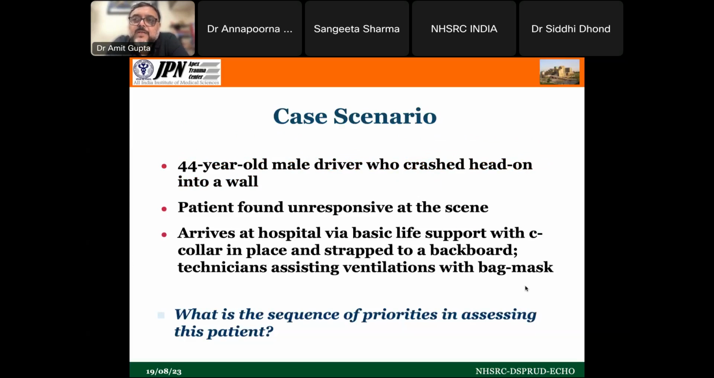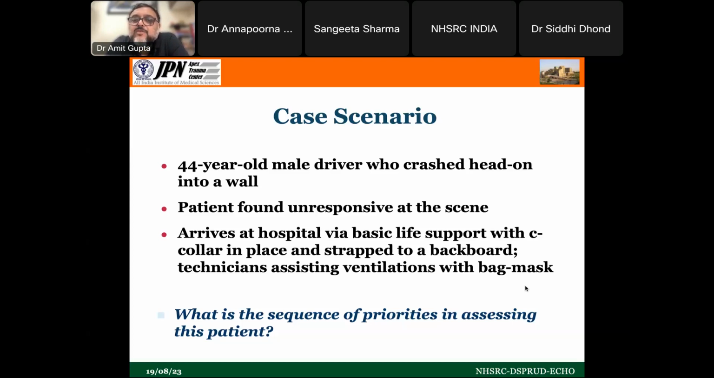That means disruption of the bodily tissues. And that's what we term as injury or trauma. Now, just see this patient who has had a crash head-on into the wall. He is unresponsive at the scene. And he arrives at the hospital with basic life support, cervical collar, strapped on a backboard.